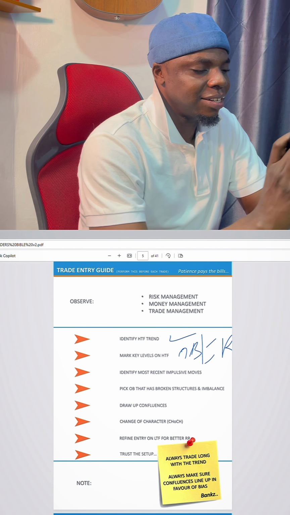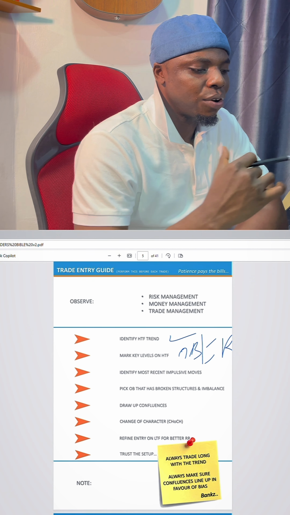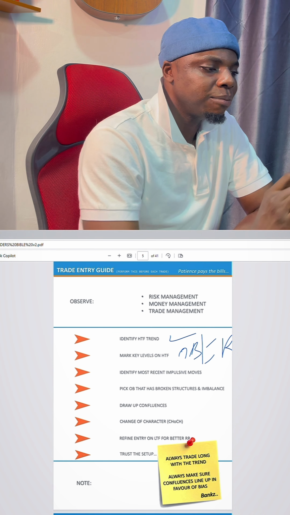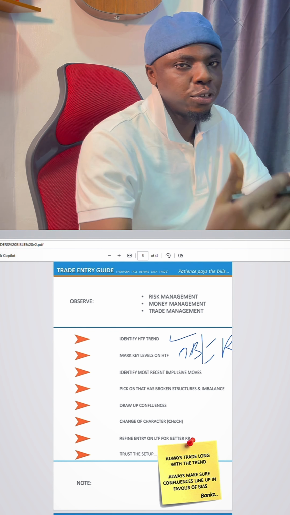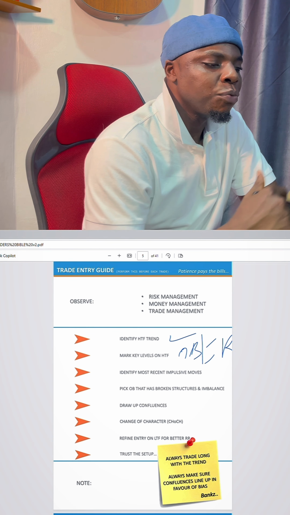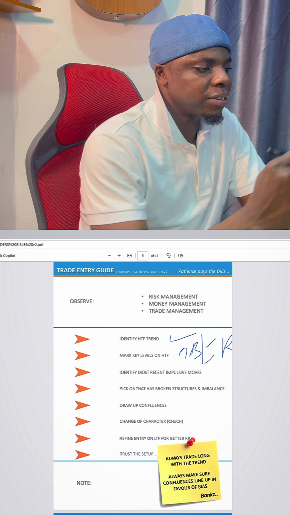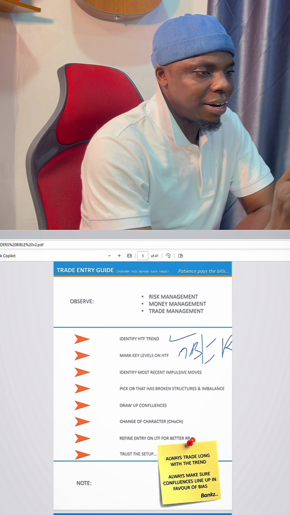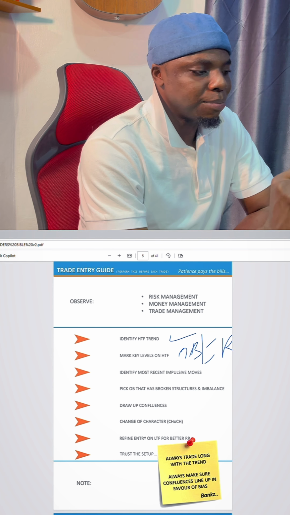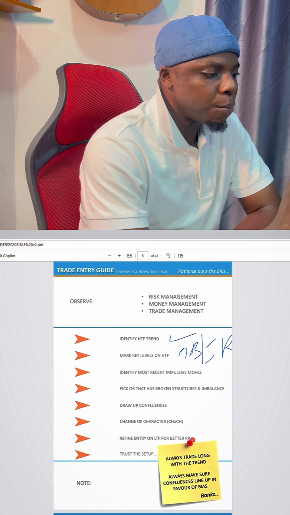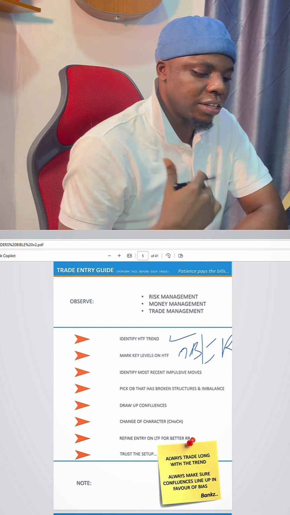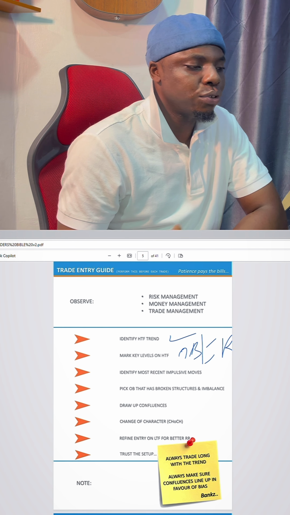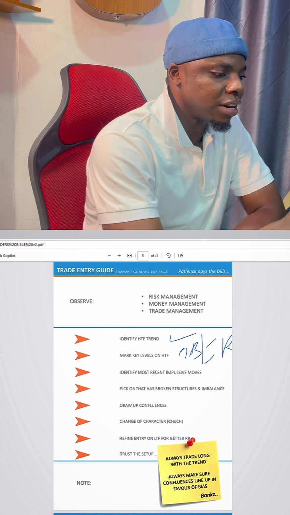Yes, this is a breakdown of how you can approach the market gradually. So you identify the most recent impulse movement. By the time we go into this material, you get to understand what impulse movement is. Then pick your order block that has broken structures and imbalance, which is part of the things we'll also be discussing in this particular material. Draw up your confluences. Yes, I always tell my community members that you should be able to see the market from three different dimensions. Those are the confluences we are talking about.